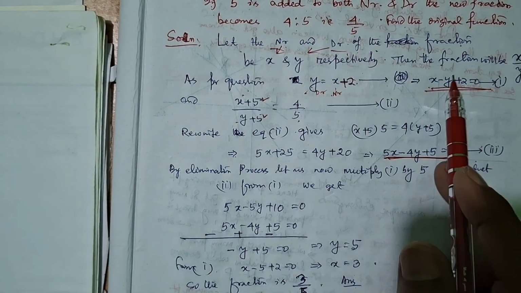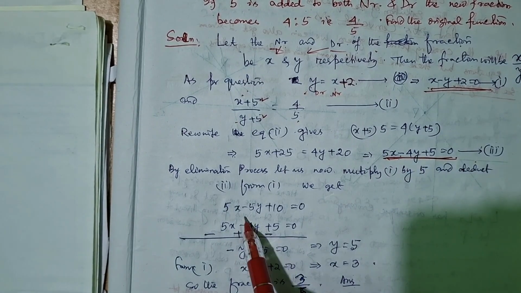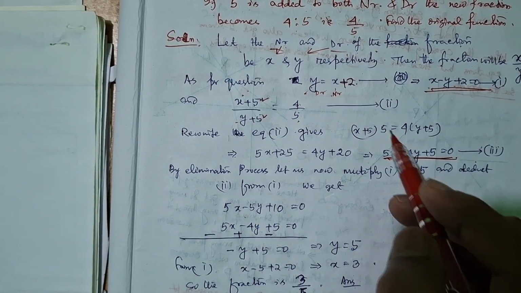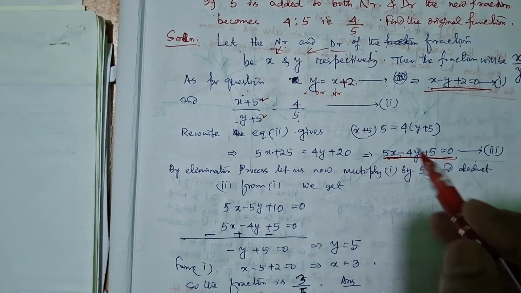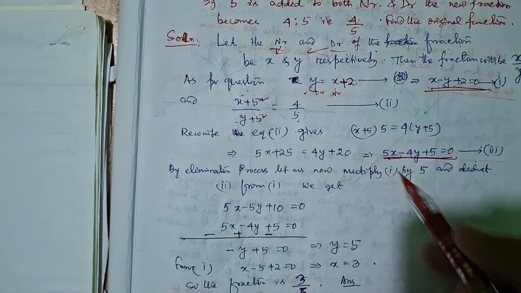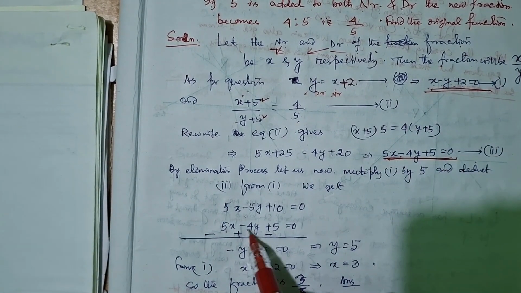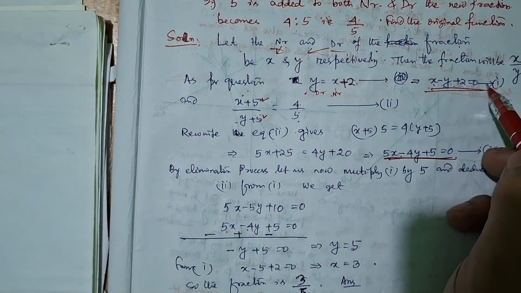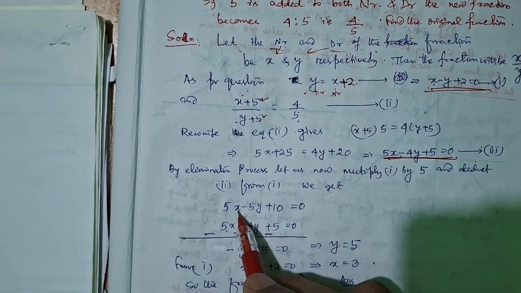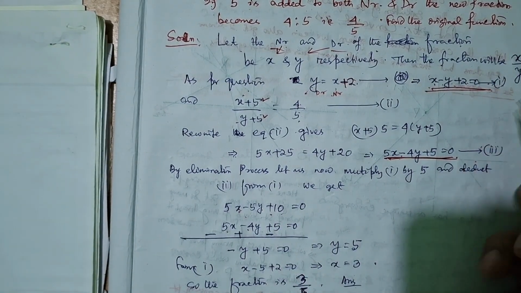Now, just to be more convenient, I wrote this first and multiply by 5 here, because it is x, it is 5x. It will be better to multiply by 5. Then multiply 5: 5x minus 5y, and in the first equation, minus 5y plus 2 into 5, 10, is equal to 0 into 5, 5.